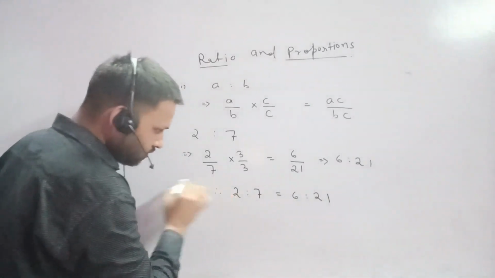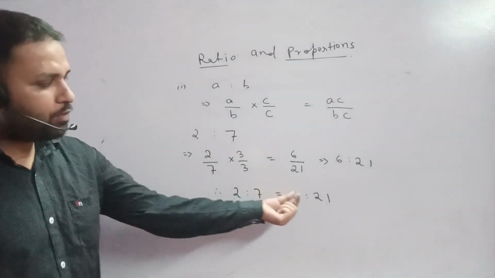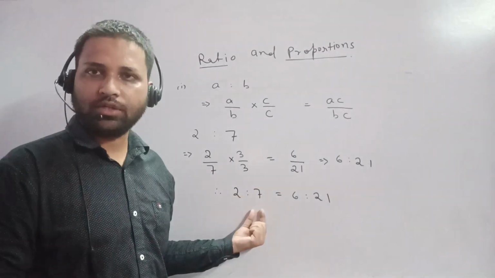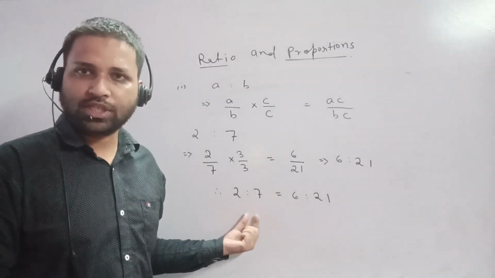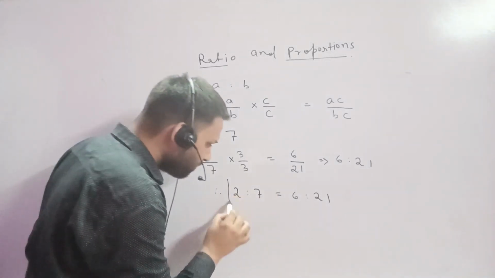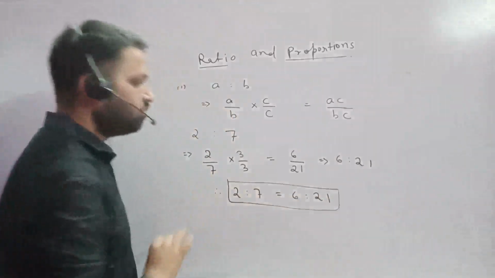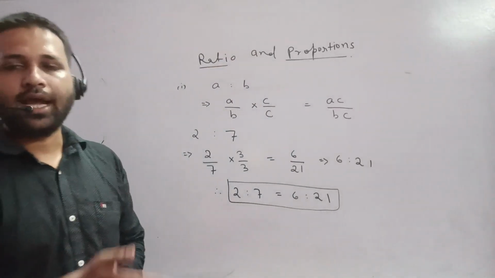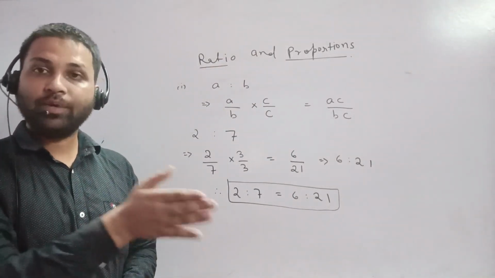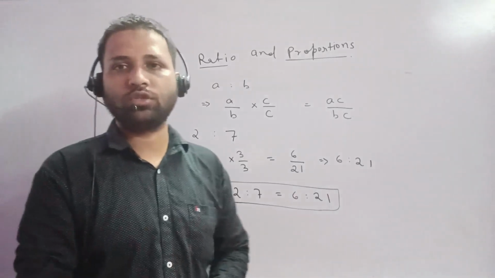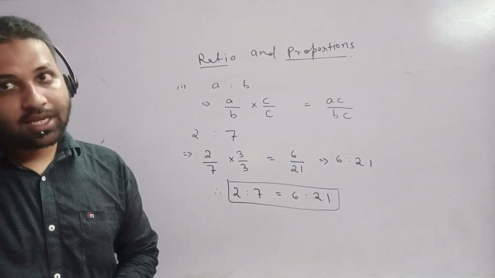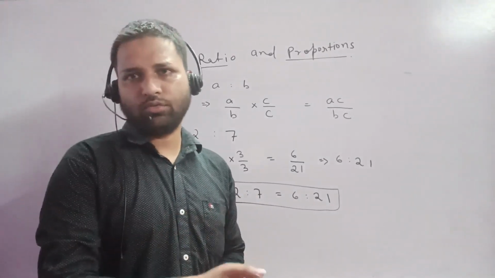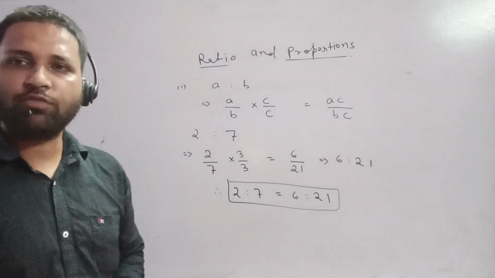Further, if we simplify 6:21, we get 2:7. We get the same ratio 2:7, so we can say that it is equal to 2:7. That is the property: if you multiply the numerator and denominator of any ratio by the same number, then we get the same ratio. Now we are going to solve exercise 5.1.